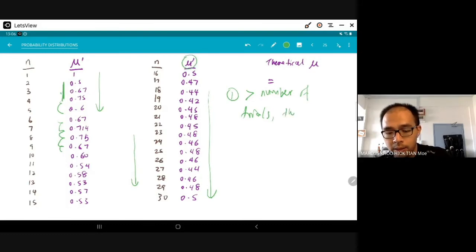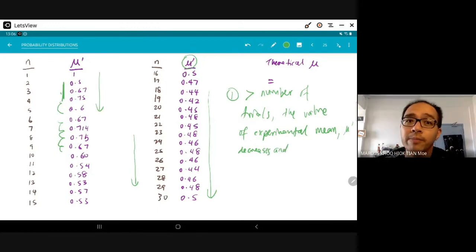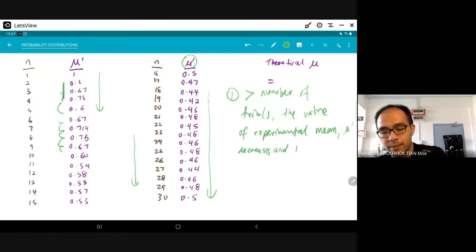Okay, the value of experimental mean lah. The value of the experimental mean, which is mu prime, seems to be stabilizing. So the value decreases and, what is a better word for stabilizing? Oh, okay, and becomes more constant.